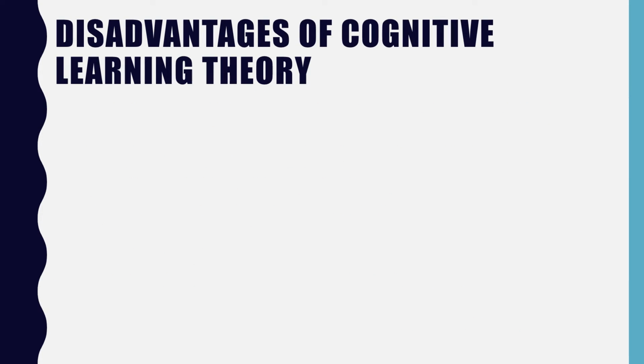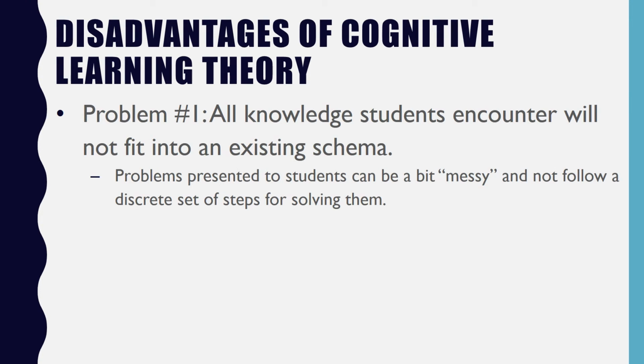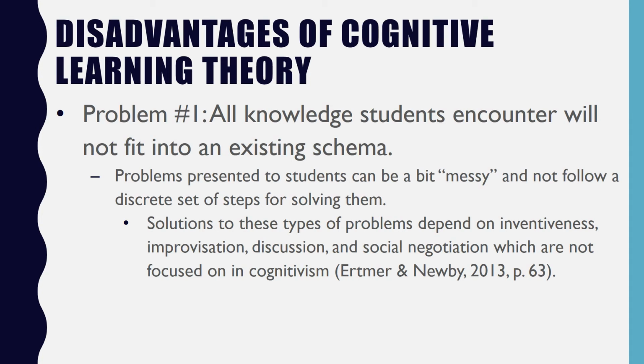The first problem related to cognitivism is that sometimes students will receive knowledge that does not fit into schema that already exists in their mind. Cognitivism is focused on modifying these schema, so if knowledge does not fit, it can be a problem for the learner. Sometimes problems students encounter can be messy and will not have a step-by-step procedure for solving them. The solutions for these types of problems then depend on inventiveness, improvisation, discussion, and social negotiation of the learner. Cognitivism lacks the inclusion of these key features for solving more complex problems.